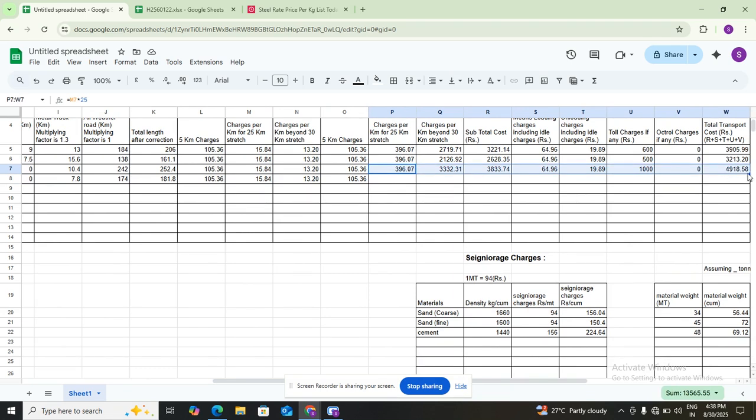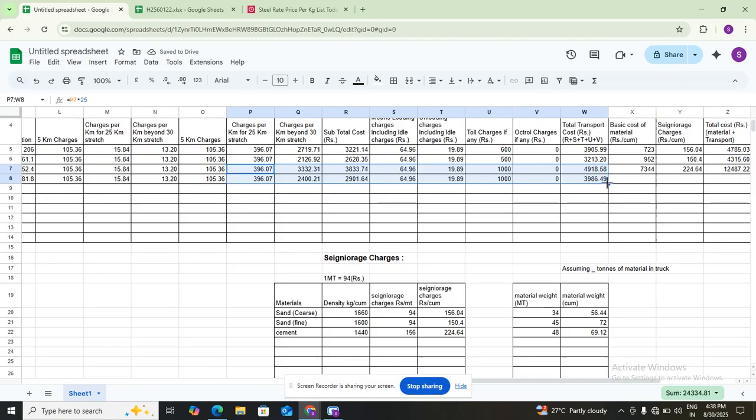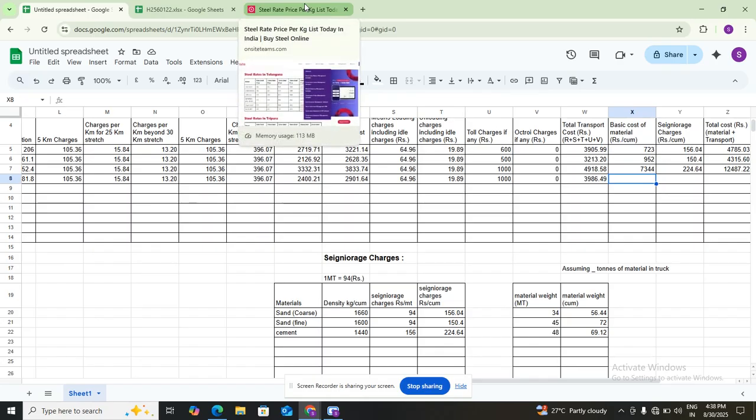Up to here I need to try. The transport cost is 3,986.49 rupees. Now, what is the basic cost of the material? We don't know, as per the code as Telangana is not given. That's why we need to search online.